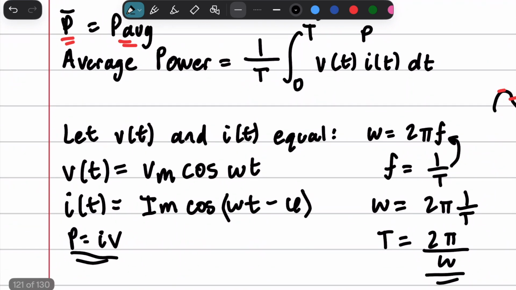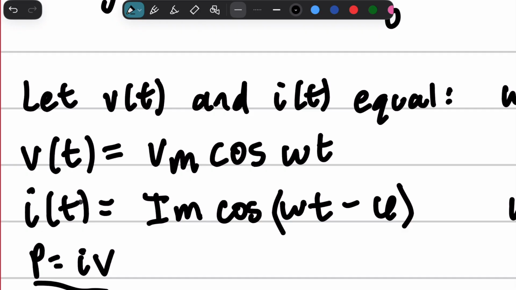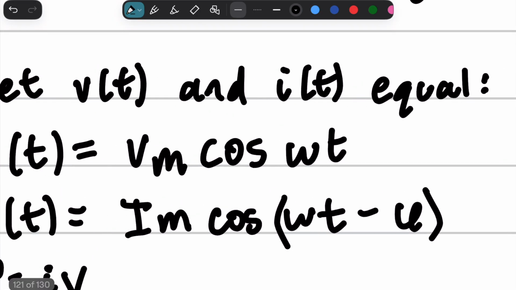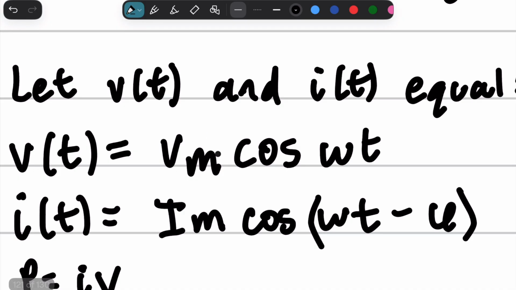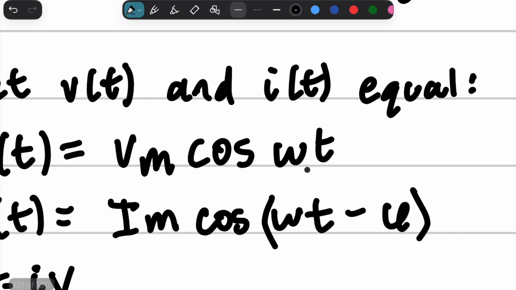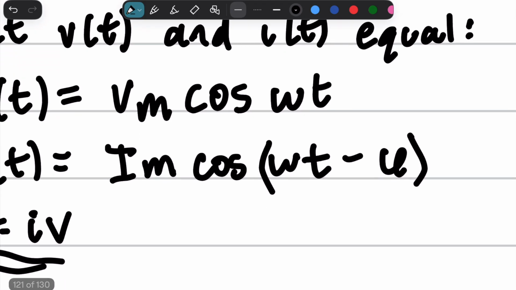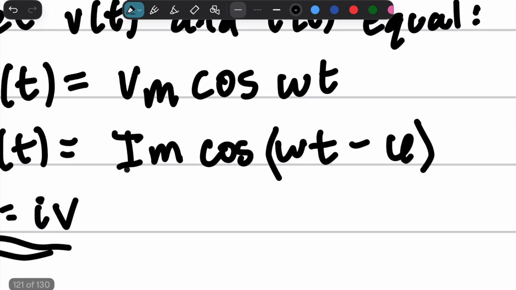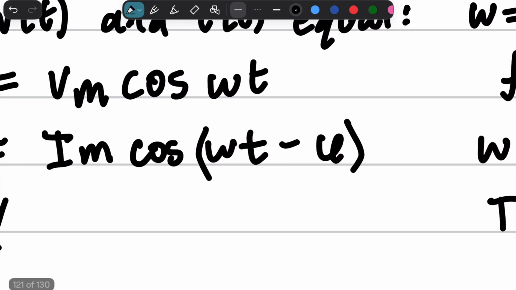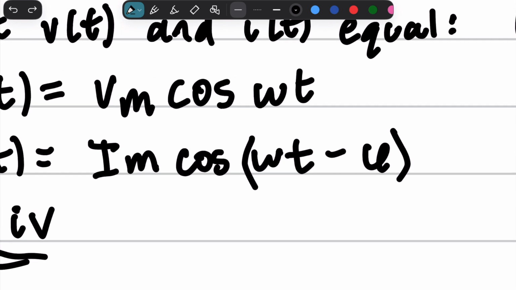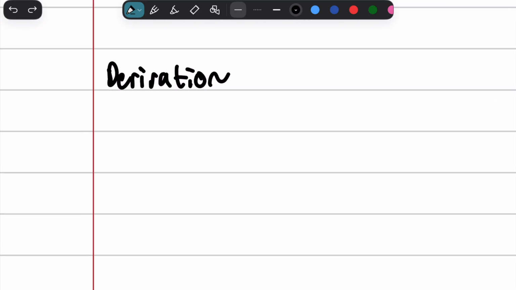So the first thing that we're going to do is just directly put in our voltage and our current. And our voltage consists of Vm, which is the amplitude of the voltage, and our sinusoidal component with omega. And for current, it's our max current, or current amplitude, the sinusoid, and then a phase shift, a phase difference from v of t. So what we're going to do is plug this directly into the formula, 1 over T, 0 to T.